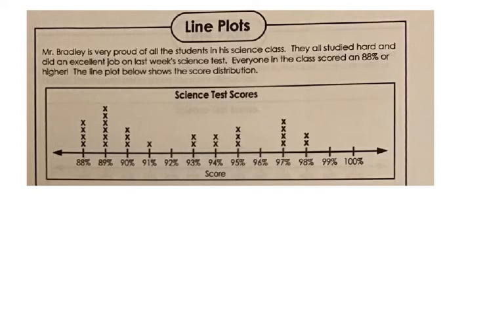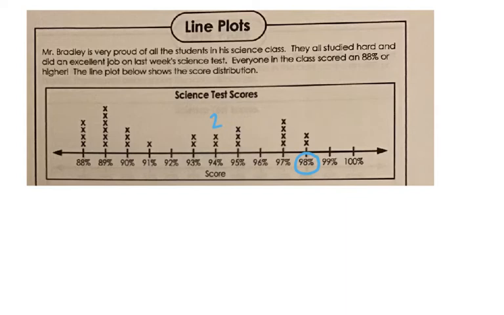So how many students received a score of 94%? 2. What was the highest score in the class? The highest score was 98% because that is where our data stops. We can see that there's no X's above 99% and there's no X's above 100%. So the highest score was 98%.